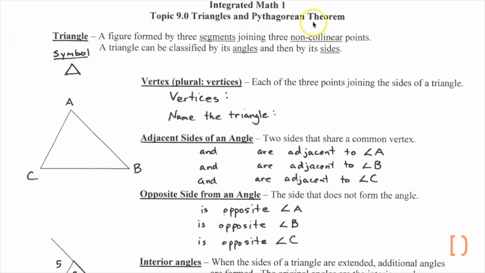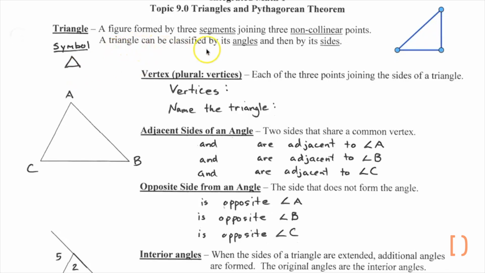In this lesson, we're going to talk about triangles and the Pythagorean theorem. So first, a triangle: a figure formed by three segments joining non-collinear points. So a triangle, right? A three-sided figure. You got your triangle there. For a symbol, we just use a little triangle. That's our symbol for a triangle.